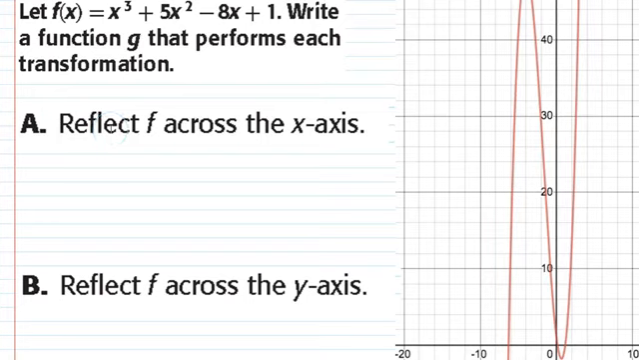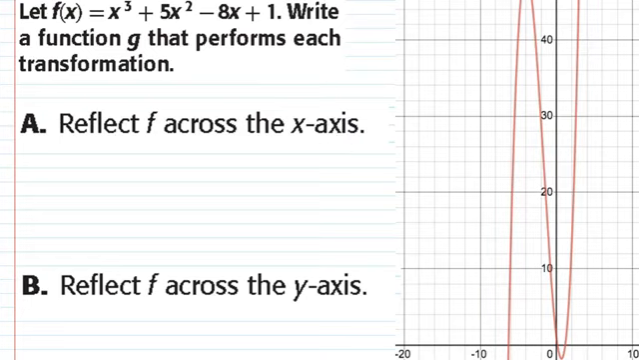Now they give you another x cubed function here, x cubed plus 5x squared minus 8x plus 1. It says write a function that performs each transformation. Now I'm not expecting you to know how to graph it. I did put the graph there on the right for you, but they simply want us to do the math side of things to see how it works. So it says reflect across the x-axis.